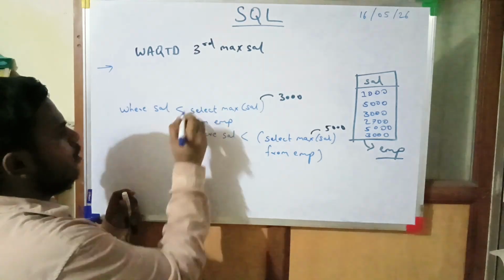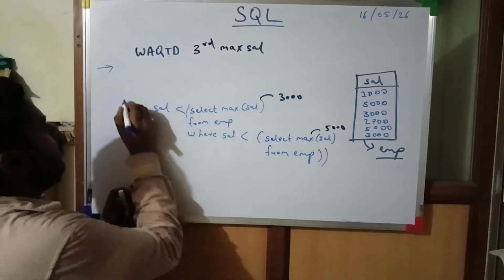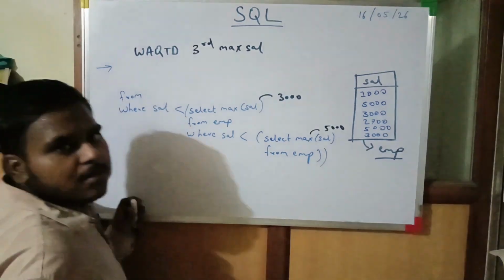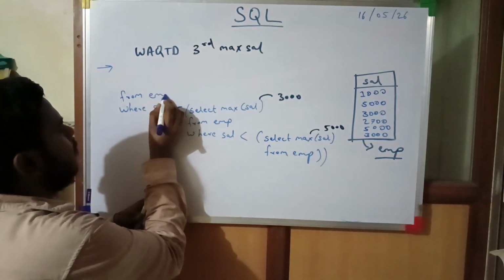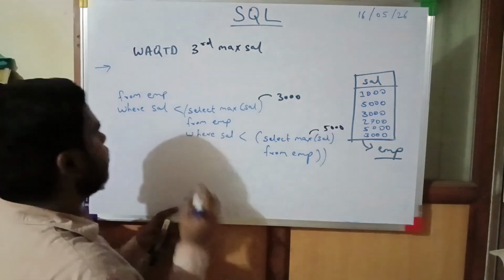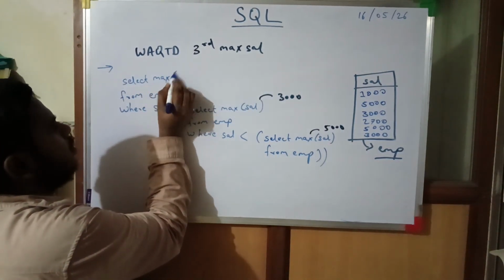Okay. Now here also, one bracket I will keep here now. From which table am I taking? EMP table. From EMP. What do I want? Maximum salary. Select max of sal.